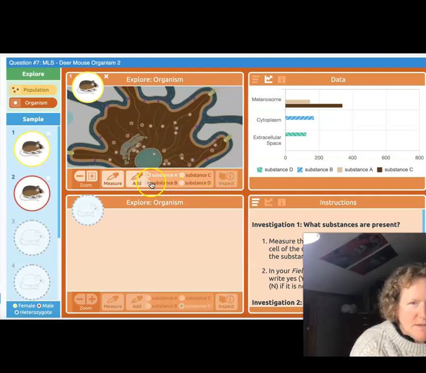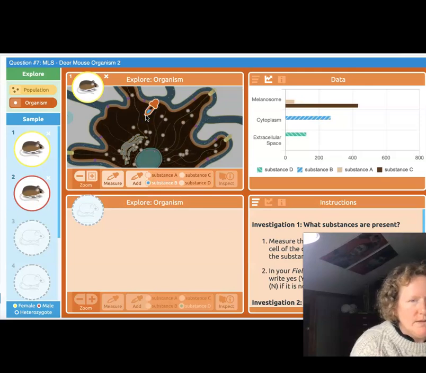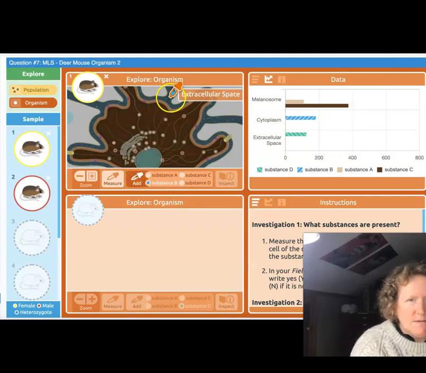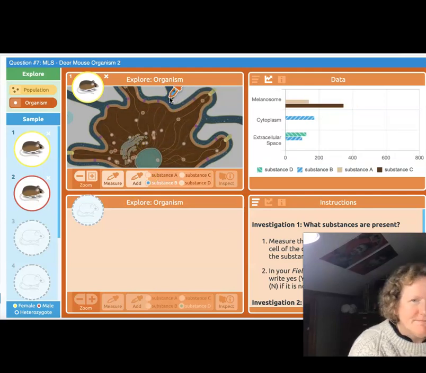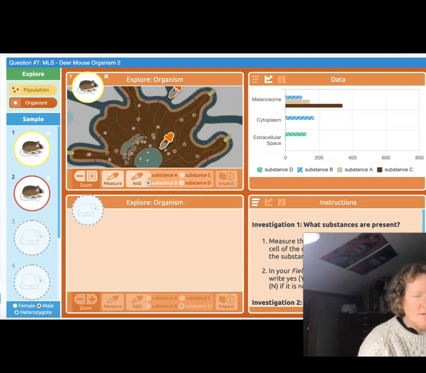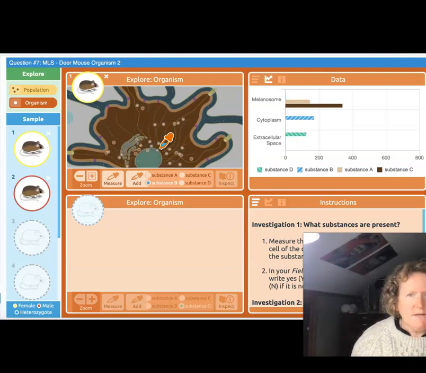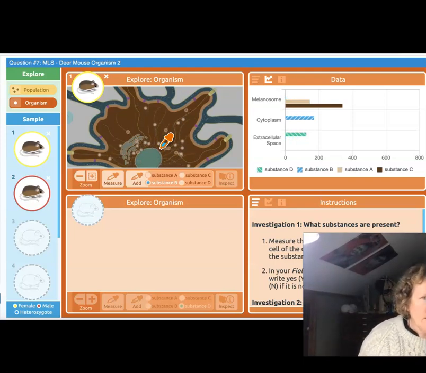Let's do substance B. So if I put substance B in the cytoplasm, ooh, that has a big effect. How about if I put substance B in the extracellular space? Not so much. How about if I put it in the melanosome? Nope, not so much. So I collected that data in the table we were just looking at.